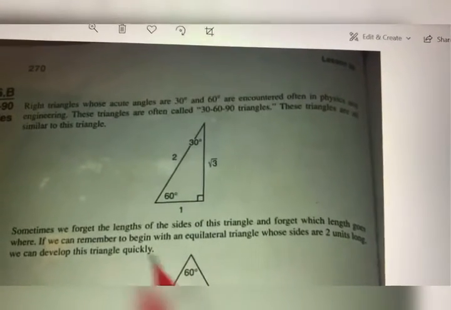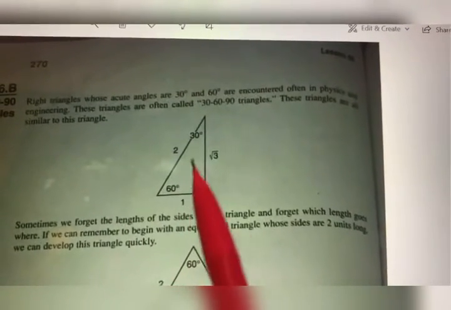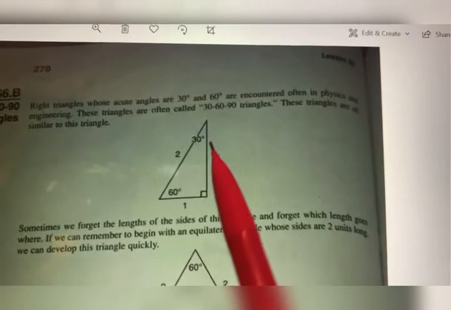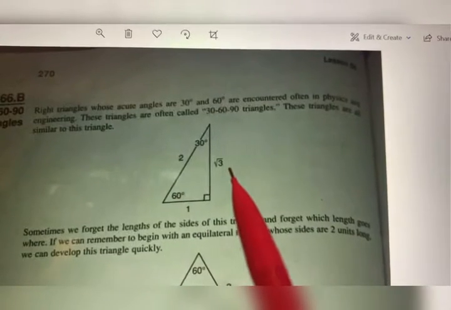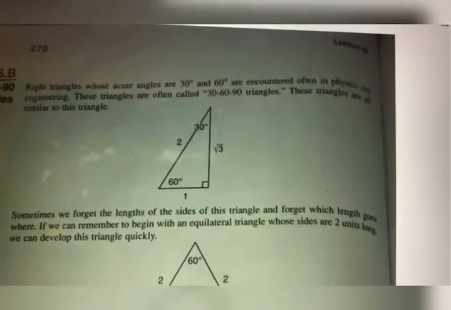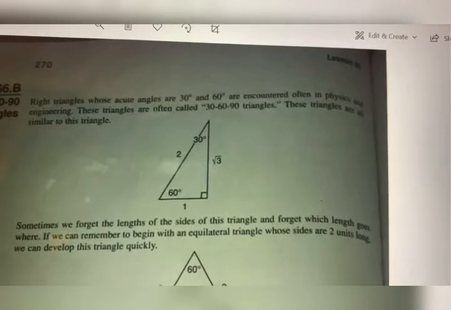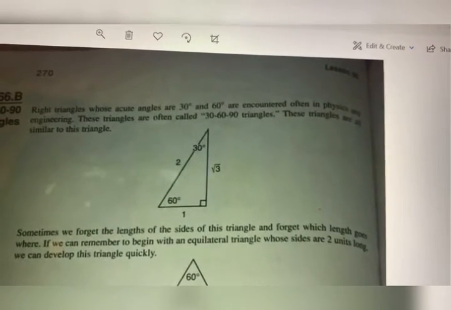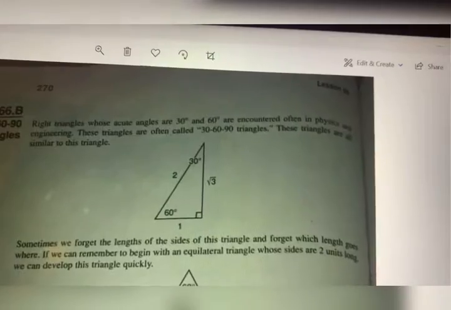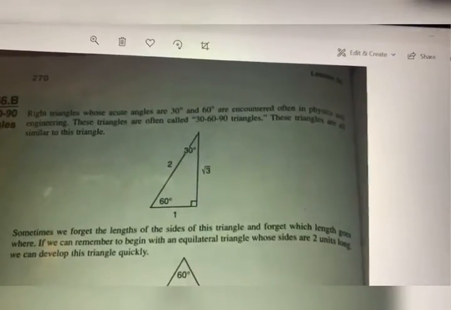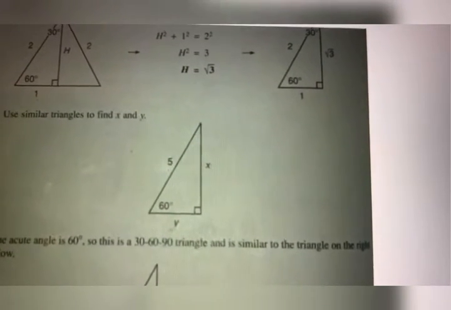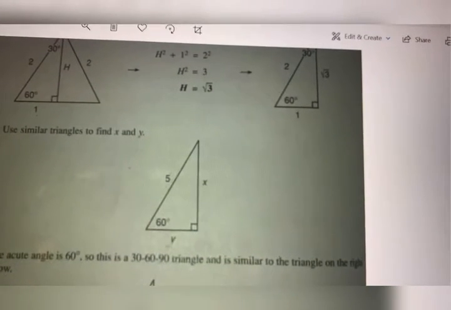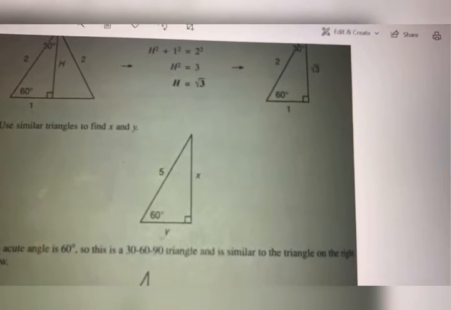Okay? Now be careful. It's because the 60 is right here and the 30 is right there. But what happens when the 30 is right here and the 60 is right there? Remember, 1 is always across from 30, 60 is always across from the square root 3. So 60 is always across from the square root of 3. 30 is always across from the 1. You got to get that in your head. Okay, and then you go down and look at the triangle that they gave you. They gave you a 30-60 triangle where it's 5, x, and y.